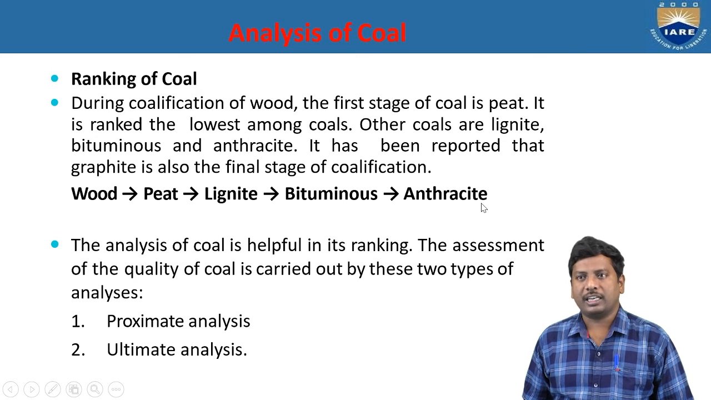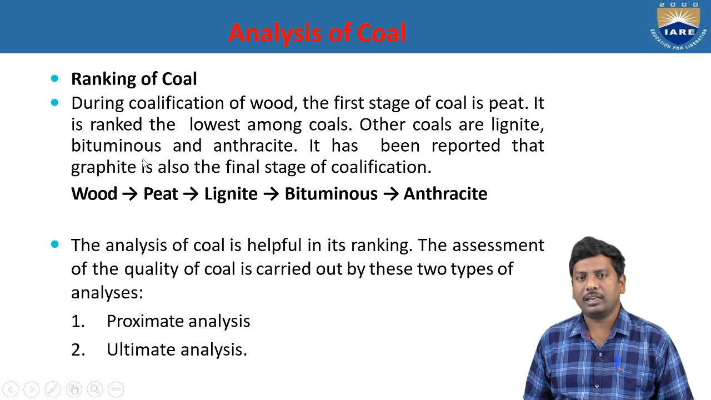From wood to anthracite, the percentage of carbon and hydrogen gradually increases, and automatically the calorific value also increases. Finally, anthracite has the highest calorific value, which means it is a high rank coal. That means peat and lignite are called low rank coals, and bituminous and anthracite are called high rank coals.